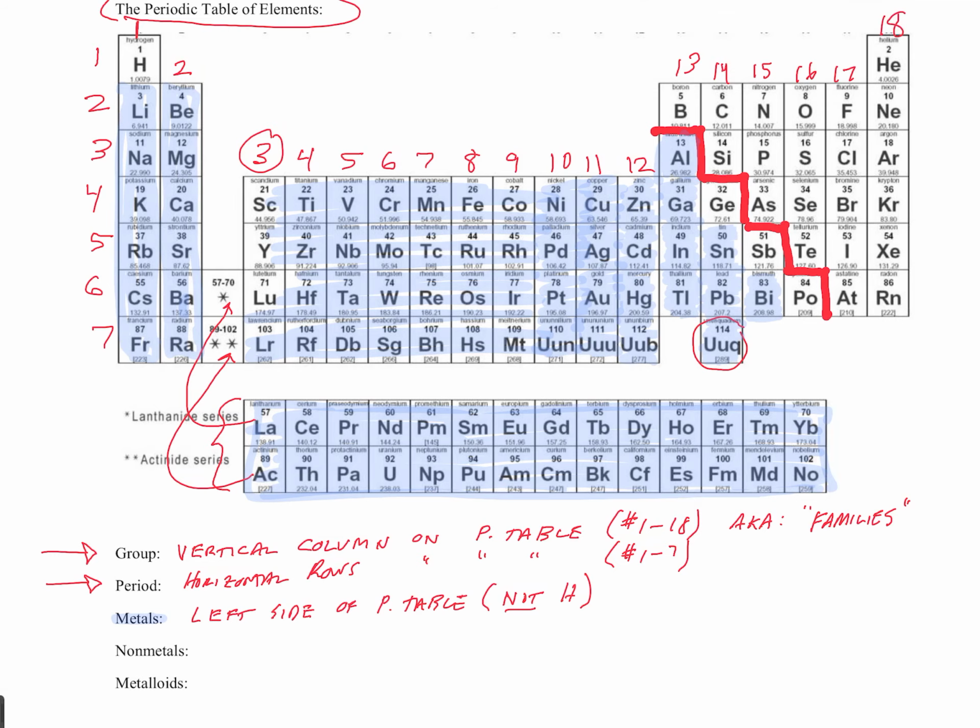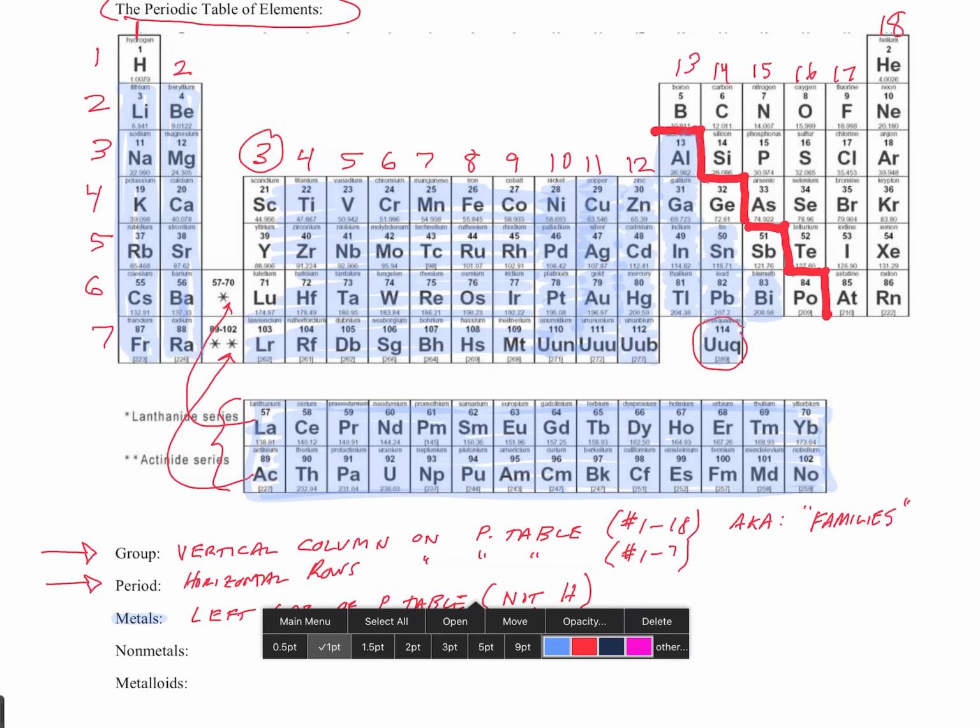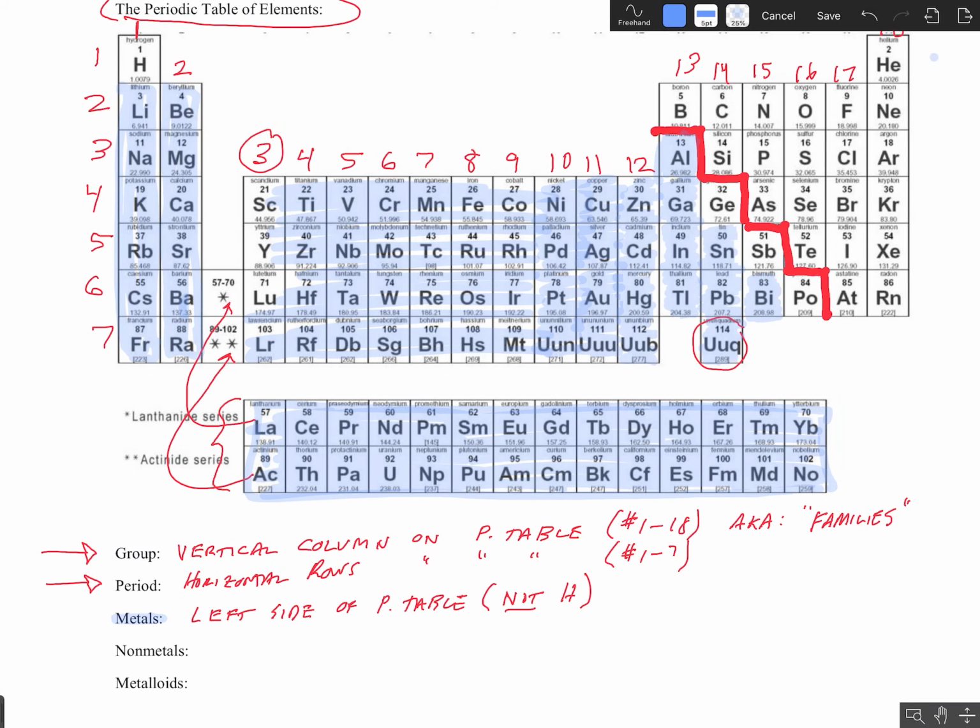All right, next are nonmetals. So what are nonmetals? Well, let's go back to our red pen and let's define what a nonmetal is. Let's see, metals we said were on the left side. Nonmetals are on the right side of the periodic table. And we are going to include hydrogen this time, because that's considered to be a nonmetal.